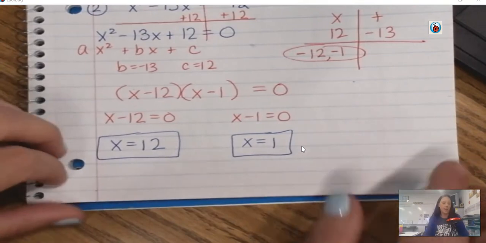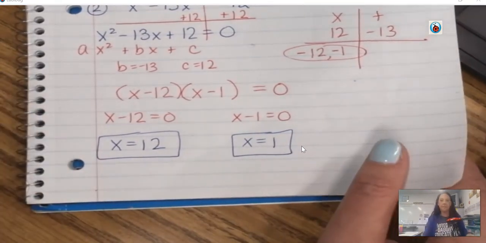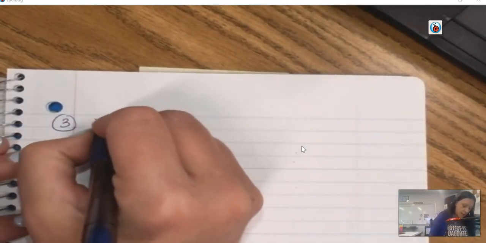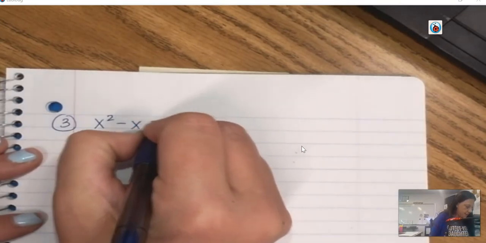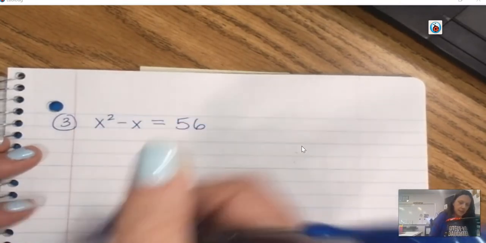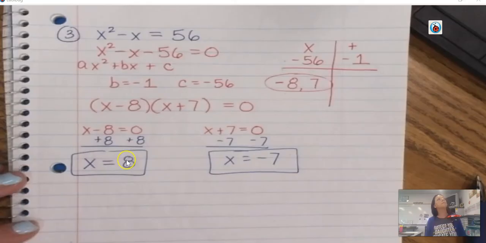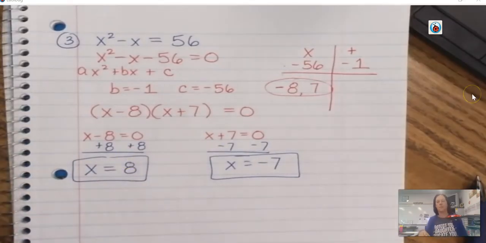Okay, last one we're doing together for number 3. Or not together, you're doing with a partner. x squared minus x equals 56. Go ahead and solve that. How many people got that one right?